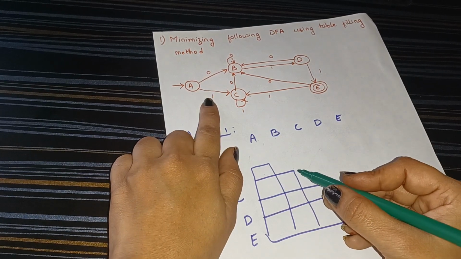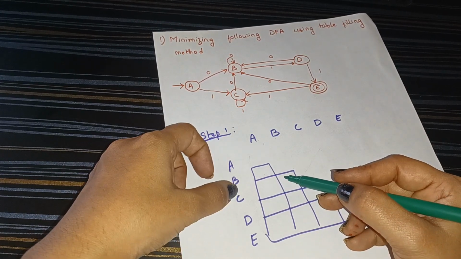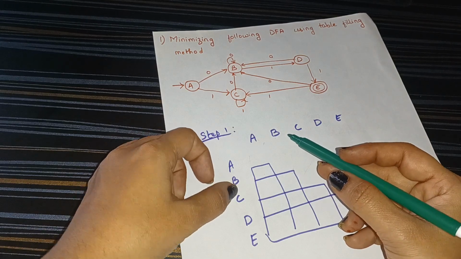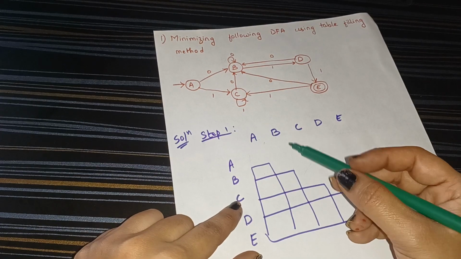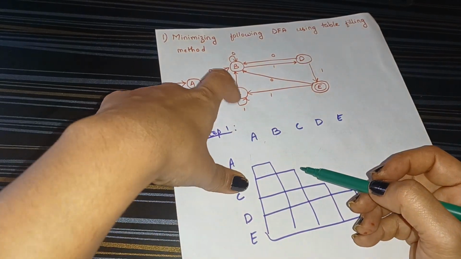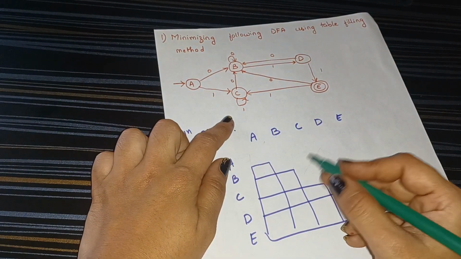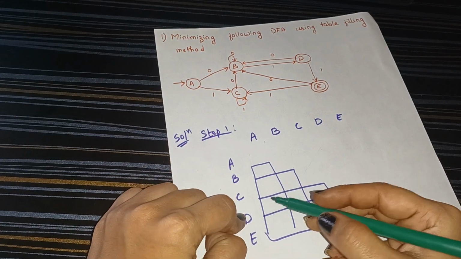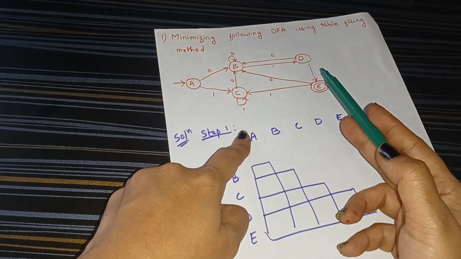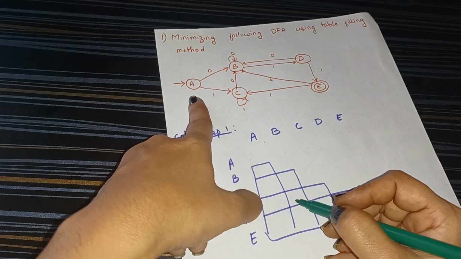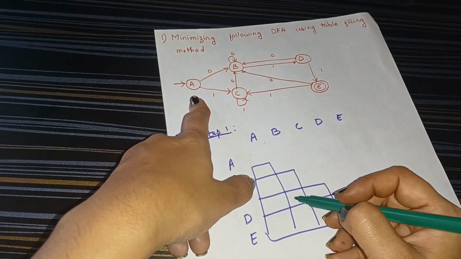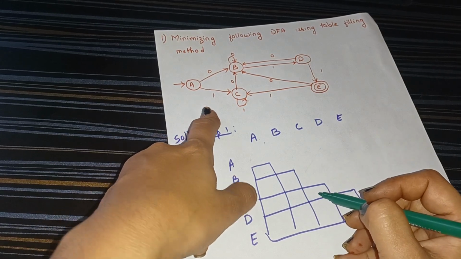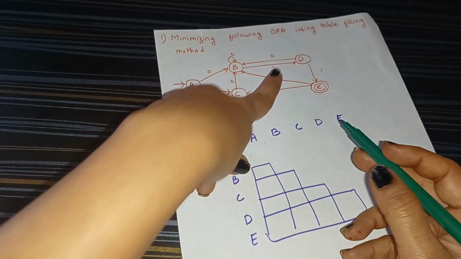Okay, next C on B. C is a non-final state, B is also a non-final state. We will leave this as it is. Again, D on A: D is a non-final state, A is also a non-final state. D, B: both are non-final states, so we will leave it. D, C: both are non-final states.